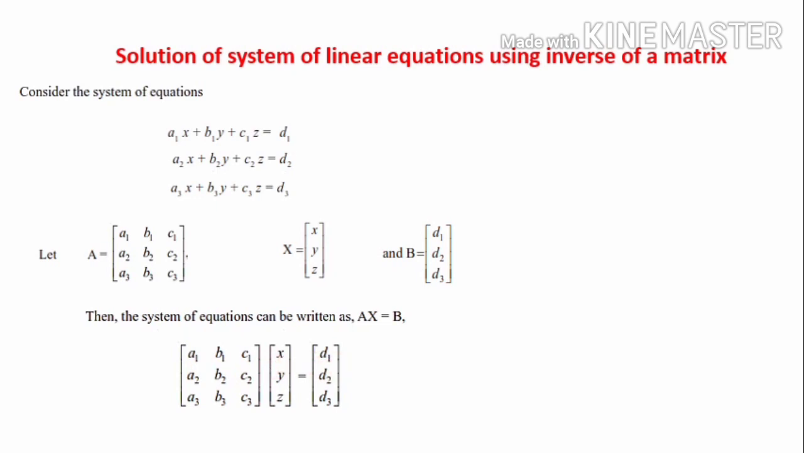Let's check the first row with the first column, that is a1x plus b1y plus c1z equal to d1. That is our first equation. a2x plus b2y plus c2z is equal to d2. That is our second equation. When you multiply the third row with the column, that is a3x plus b3y plus c3z is equal to d3. That is our third equation.